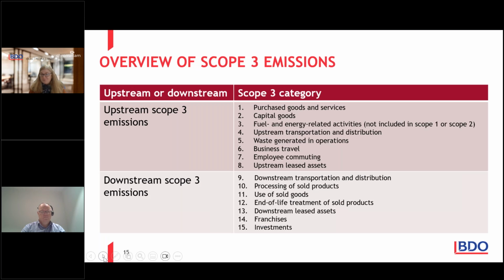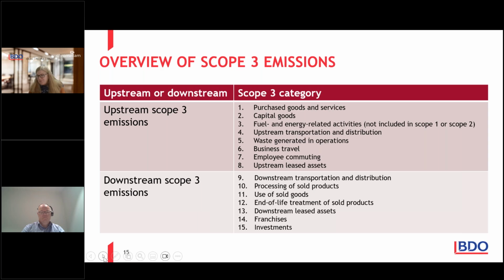We also started to prepare for Scope 3 emissions, and last month we looked at an overview of Scope 3 emissions. And we said there's a difference between upstream and downstream. So upstream, all the emissions embedded in the products and the services before they arrive at our reporting entity or at the gate, and there's 8 categories in that upstream. So there's purchase goods and services, there's capital goods, fuel and energy related activities, upstream transportation, waste generated in operations, business travel, employee commuting, and upstream leased assets.